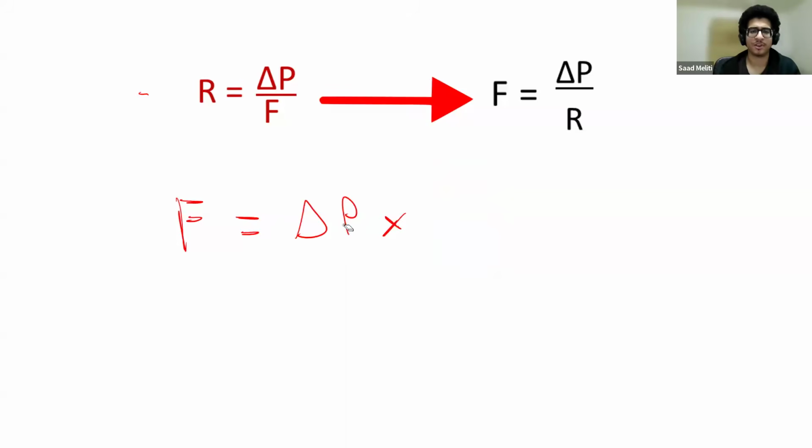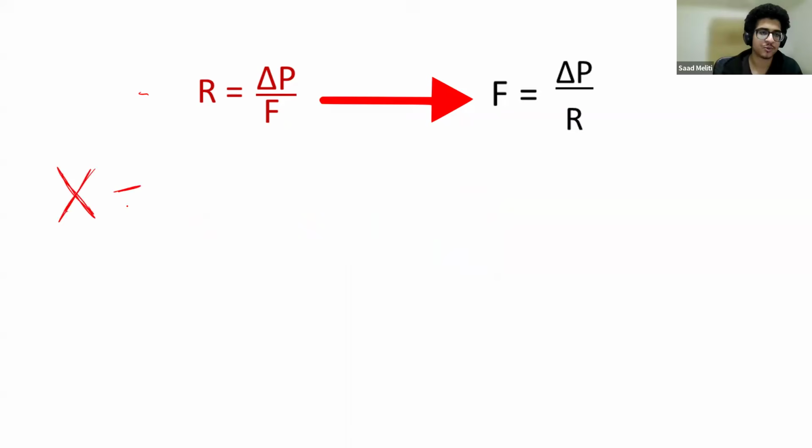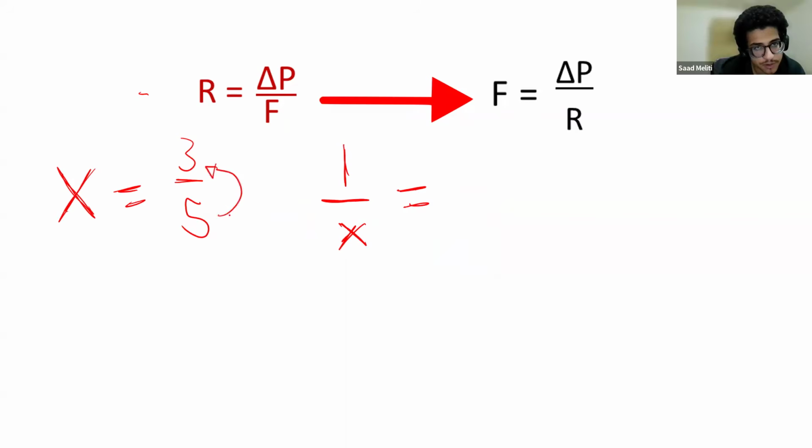A very quick example: let's say we have X, and X is equal to 3 over 5. Now, if we take 1 over X, it's going to be equal to the reciprocal of 3 over 5. The reciprocal just means we switch these around. So now 1 over X becomes 5 over 3.